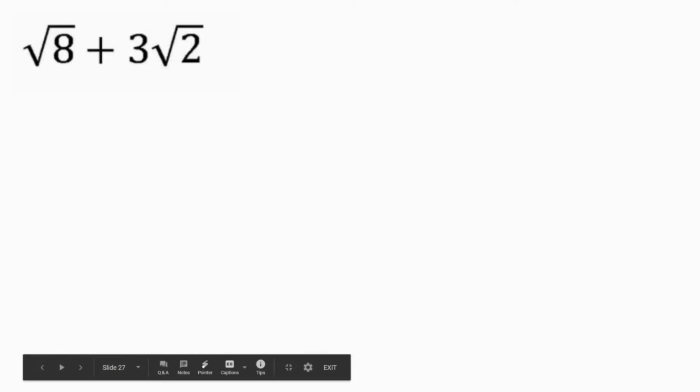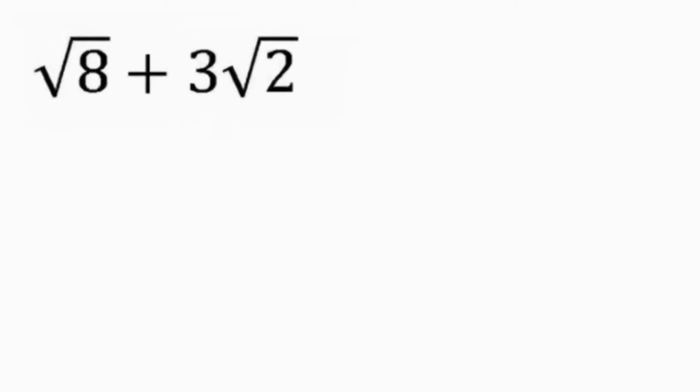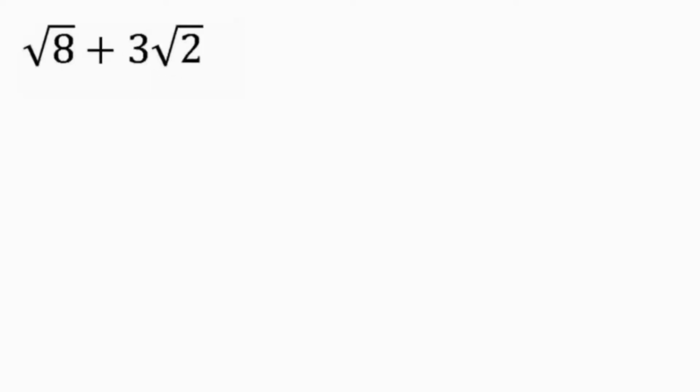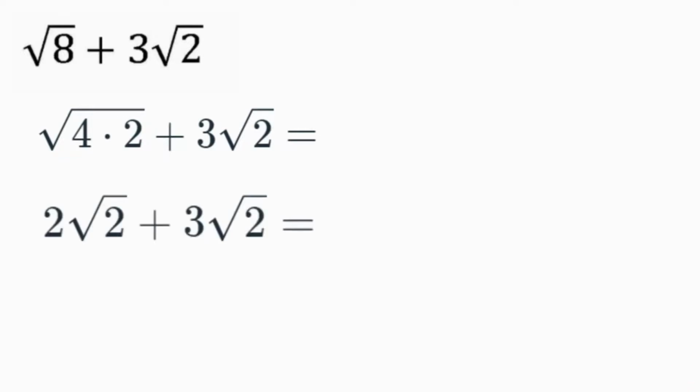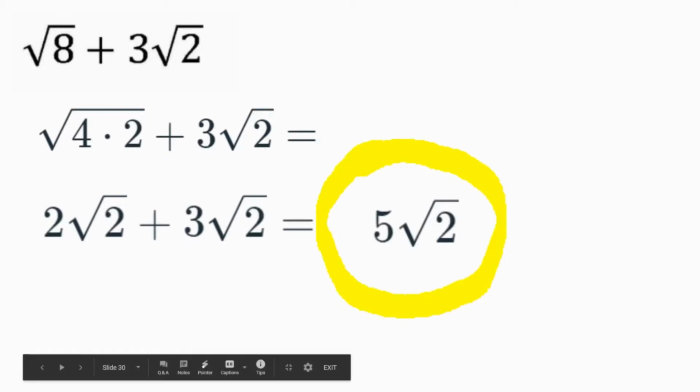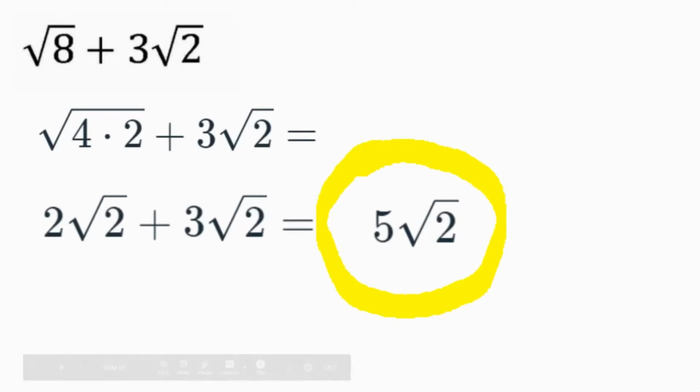Ooh, what about this one though? This one we can't add them because it says radical 8 and 3 radical 2. However, I wonder if we could make radical 8 look a little bit different. Oh yeah, it could be simplified, right? It's got a perfect square in it. So if we simplify this, we get 2 radical 2 plus 3 radical 2. Now they're both radical 2s, and we can add them: 5 radical 2. So you might have to do a little bit of manipulating and simplifying before you add.